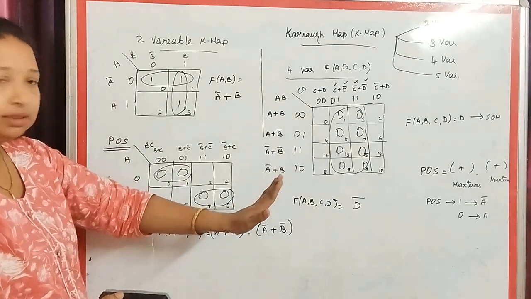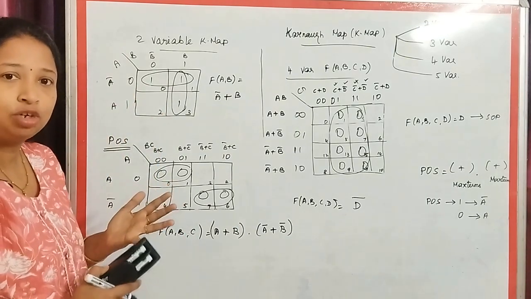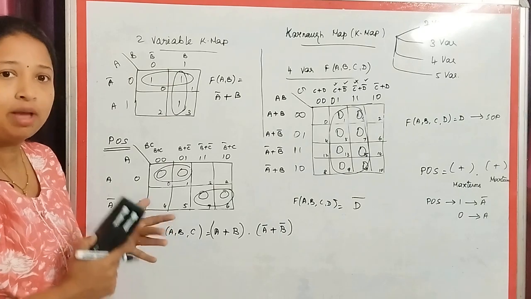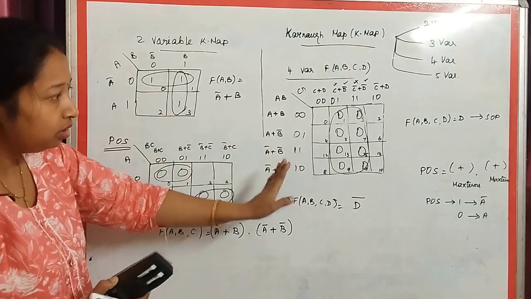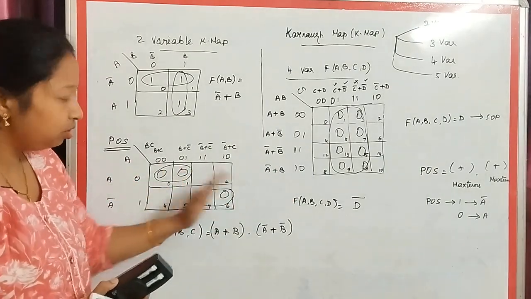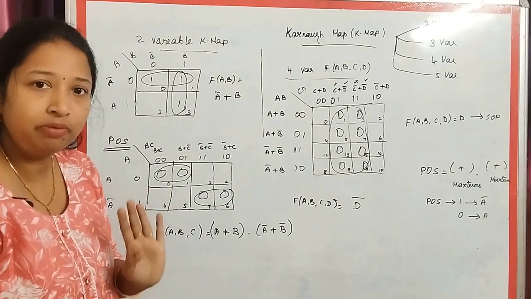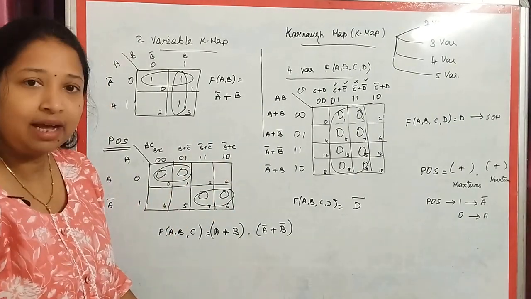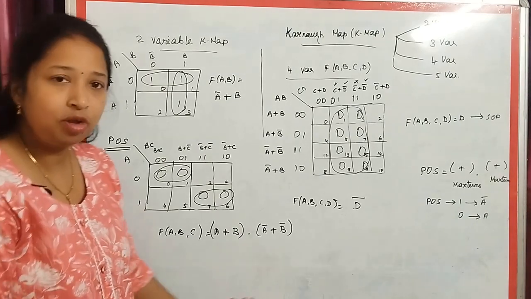Fine. And the third step is mapping. What are the different types of mapping, like hexagon, quad mapping, octet mapping, pair mapping, and single element mapping. Clear? After doing the mapping, from the map bubble, how to write the expression. How to write the expression for POS as well as for SOP. We have seen both. In the next class, we'll be studying about don't care conditions. Clear? I hope you're clear with the concept.